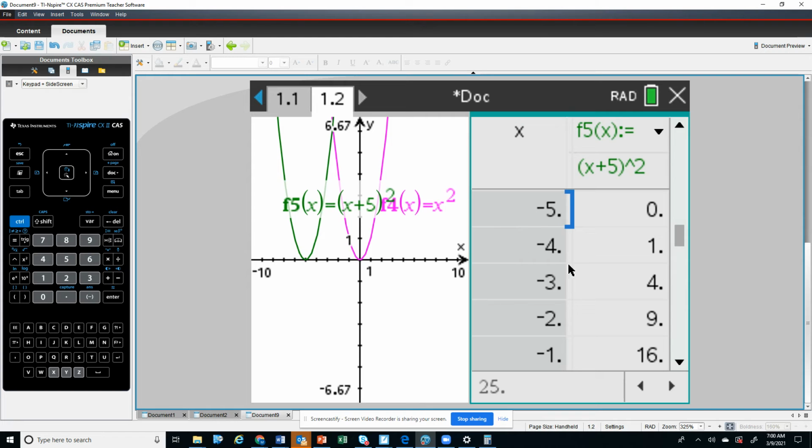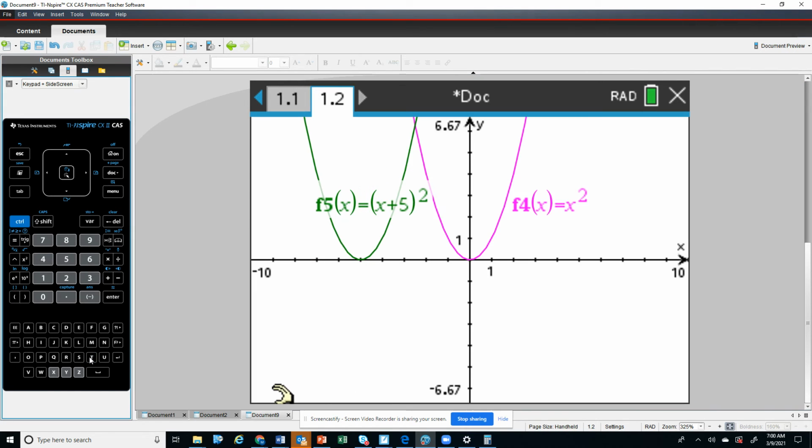Again, let me close this. And to close the table, just press Control T again, and it goes away. Control T, and it goes away.